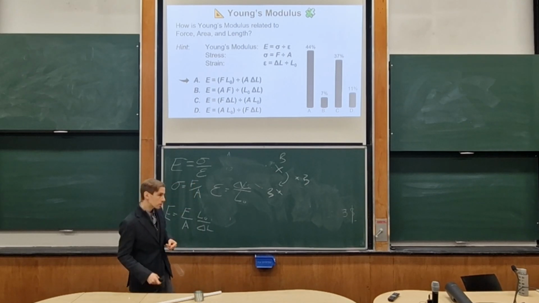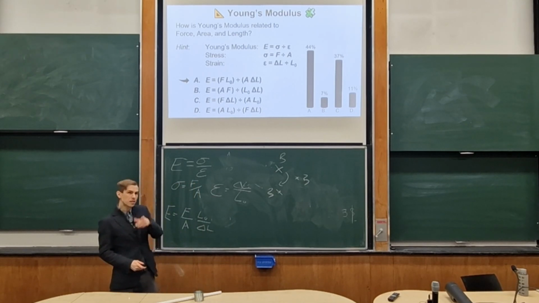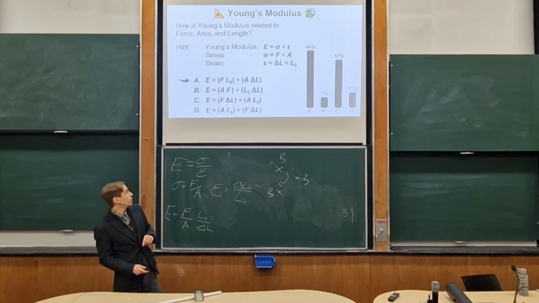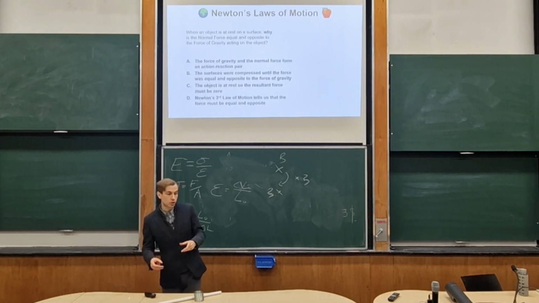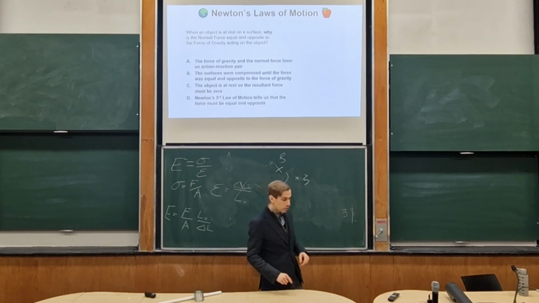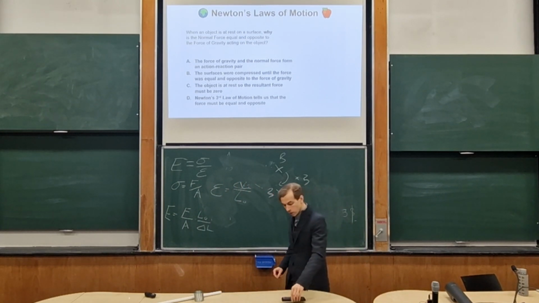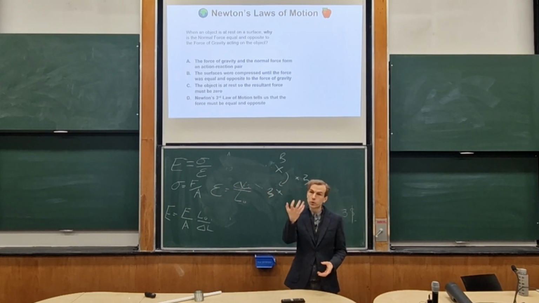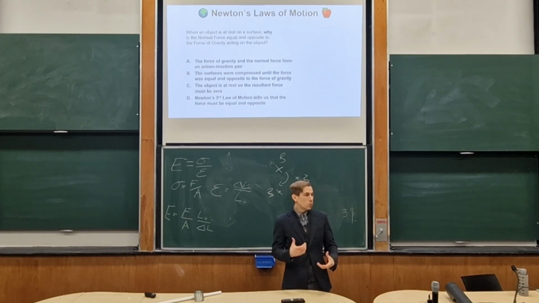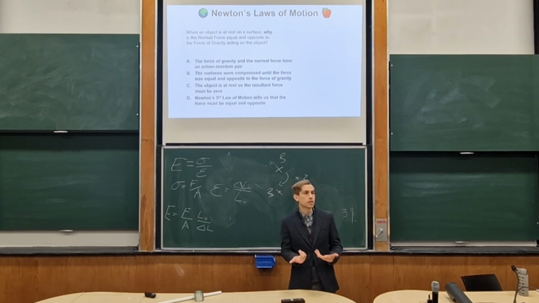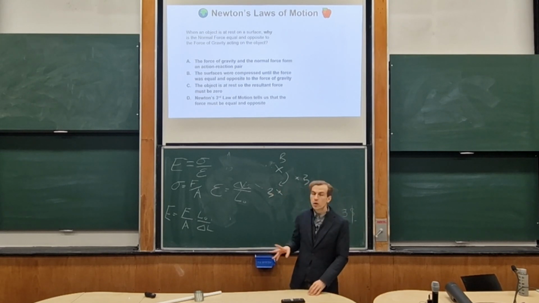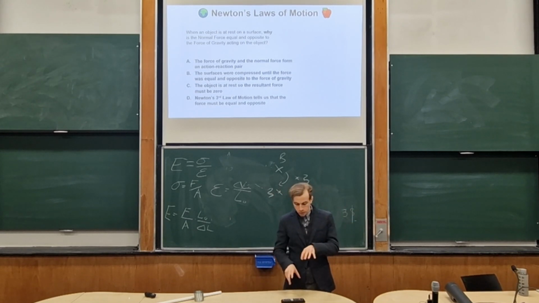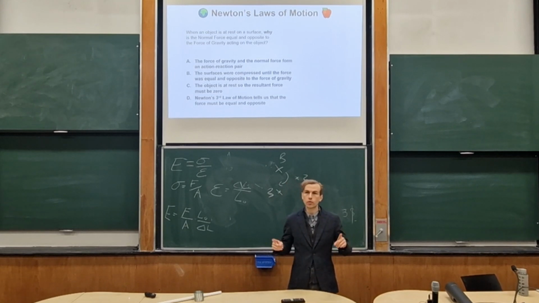So let's take a look at this question here. This is the exact same question from a few weeks ago that we had with Newton's laws of motion. We had this situation where we put something on a surface, and the thing has a force of gravity, and there's this equal and opposite force, what we call the normal force. So what I'd like to think about here is, why is the normal force equal and opposite to the force of gravity?